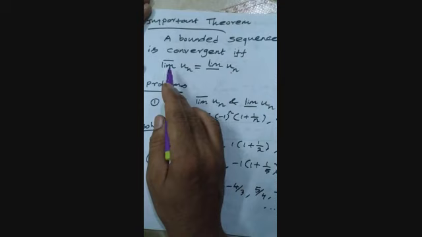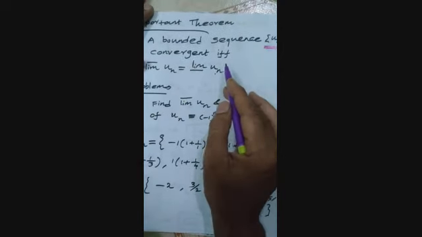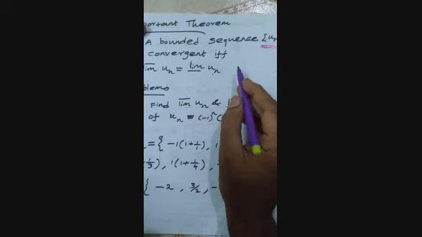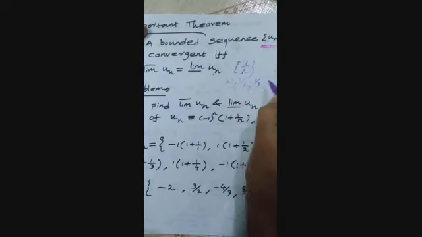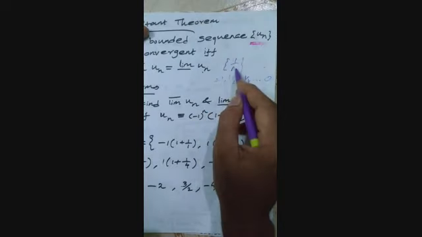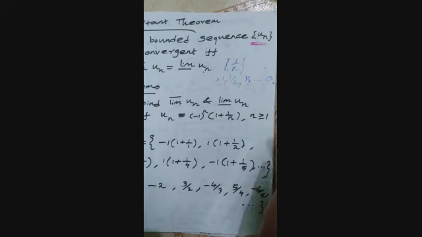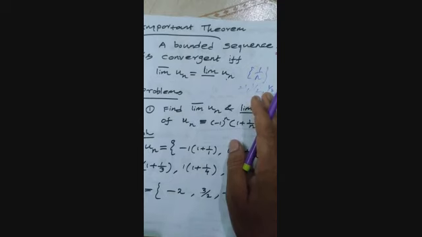So a bounded sequence is convergent when the limit supremum is equal to the limit infimum. Every convergent sequence is bounded, we know very well, right? For example, I take this well-known sequence, 1 by 2, 1 by 3, up to 0. It's a convergent sequence. What is the limit of this one? 0. So it's a convergent sequence, hence it's bounded. But the converse need not be true. A bounded sequence need not be convergent, but a convergent sequence is bounded.